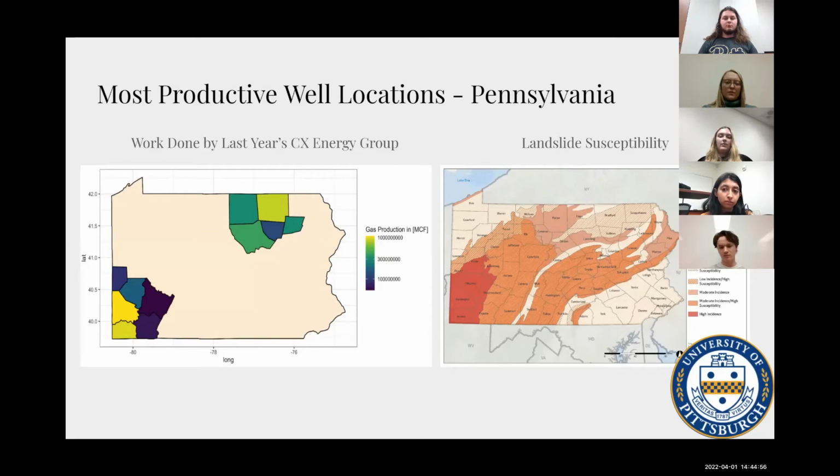Due to PA's topography and the amount of rain we get, we are very susceptible to landslides. So we must consider this in the most profitable locations. The map on the right is from Pennsylvania Emergency Management Agency, and it shows the areas that are most susceptible to landslides. The counties outlined by last year's CX group in northeastern PA fall in the low incidence and moderate susceptibility category. So although landslides are possible, they aren't very probable in those areas.